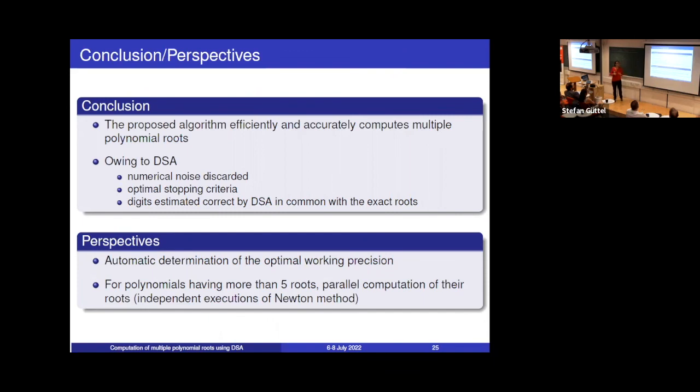Thanks to the DSA, we can discard numerical noise. We can benefit from the optimal stopping criteria, and the number of digits estimated correct by DSA is actually in common with the exact roots. There are several perspectives. It would be interesting to determine in an automatic way the optimal working precision. We could also, for polynomials having more than 5 roots, compute their roots in parallel, because we actually perform independent executions of Newton method.